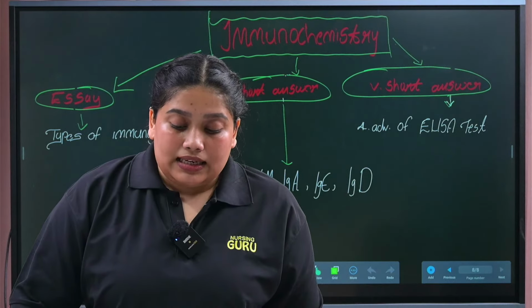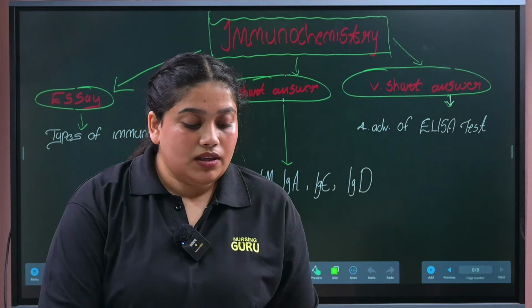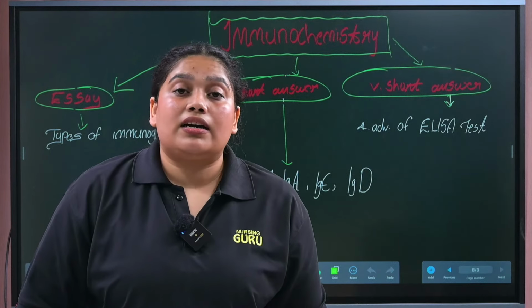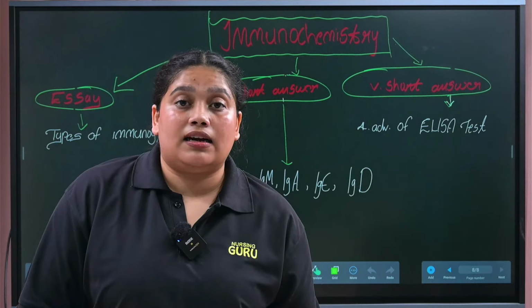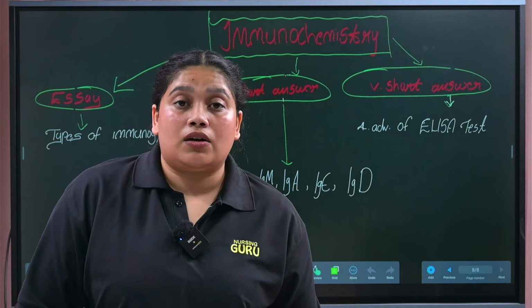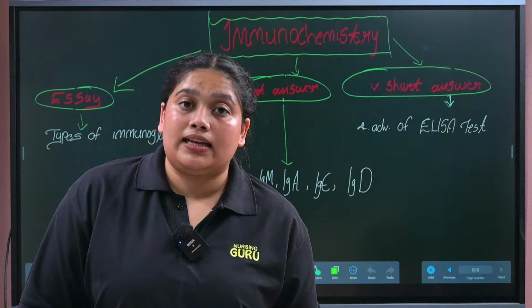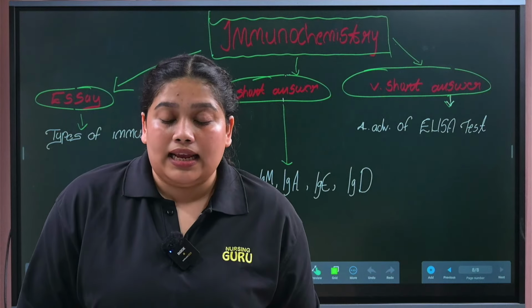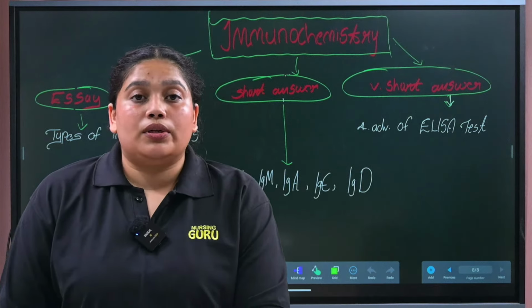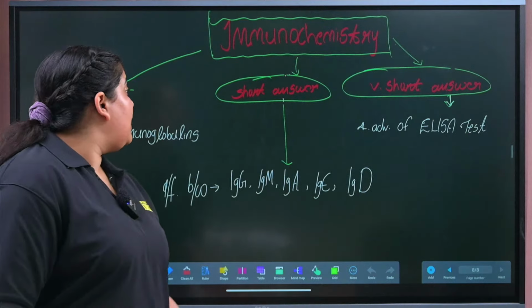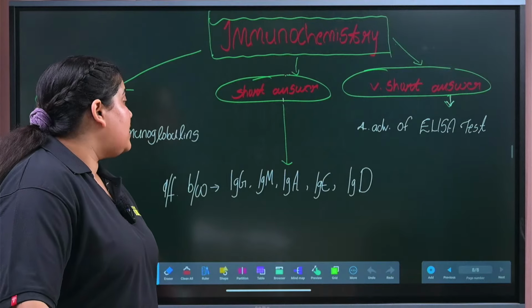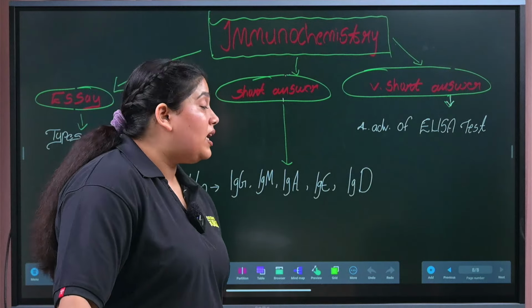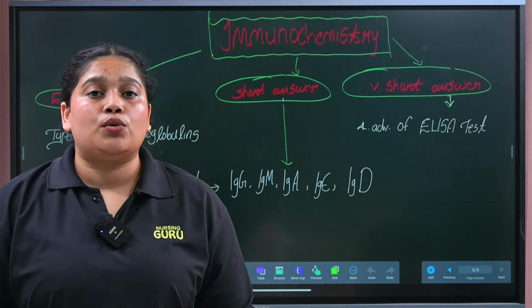Okay, and in that you can include the functions also. Okay, for IgM the functions, and for IgE what all are the important functions, like that also you can include in the immunoglobulin question. Clear? For the short answer question, difference between IgG, IgM, IgA, IgE, IgD. Okay, any two you will get.